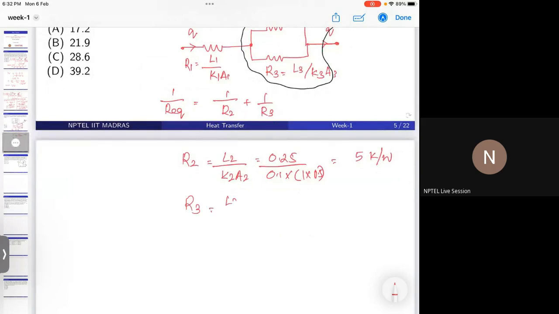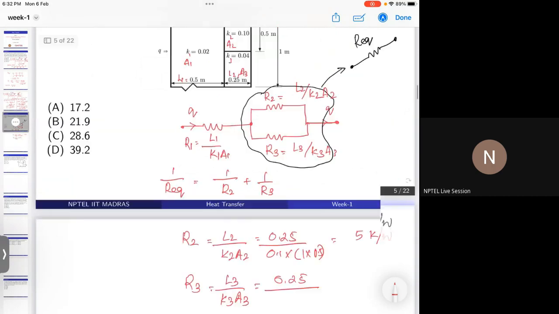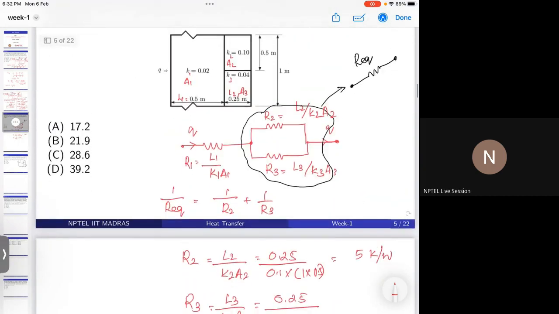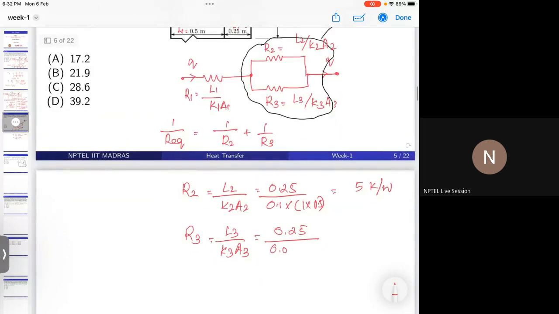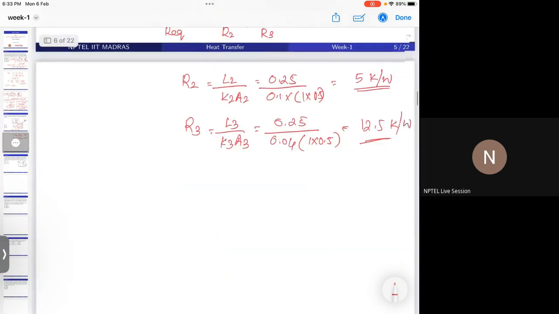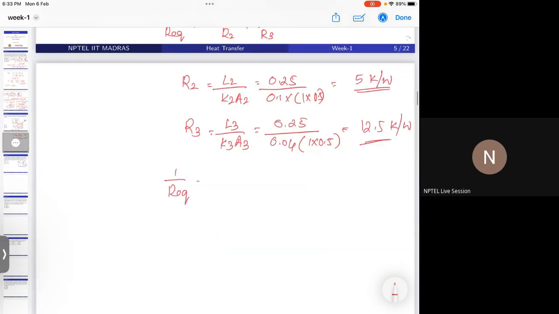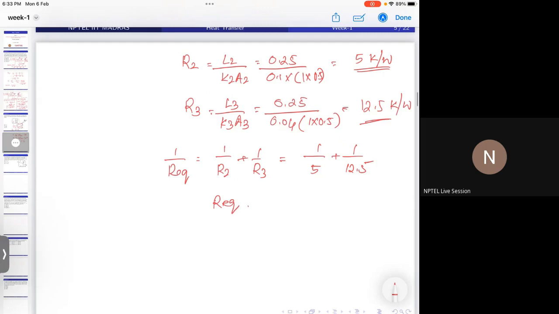So R3 is equal to L3 divided by K3 A3. L3 and L2 are the same. K3 is 0.04, into 1 into 0.5, which comes out to be 12.5 Kelvin per watt. So what is R equivalent? 1 by R equivalent is equal to 1 by R2 plus 1 by R3, which is equal to 1 by 5 plus 1 by 12.5. If you do the math, you will get R equivalent as around 3.6 Kelvin per watt.